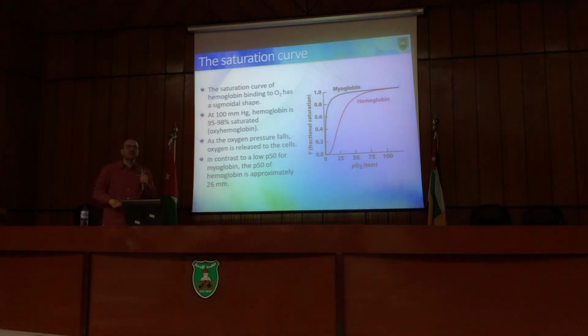And the P50 is calculated as 26 torr. That is, at 26 torr, 50% of hemoglobin molecules are saturated with oxygen.